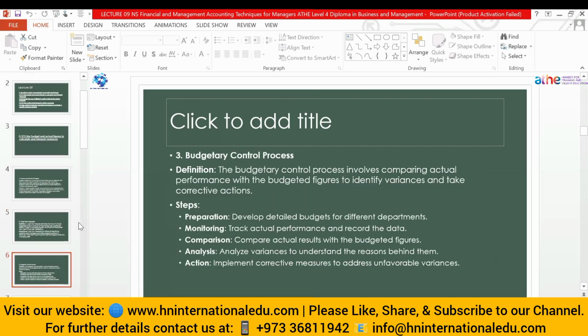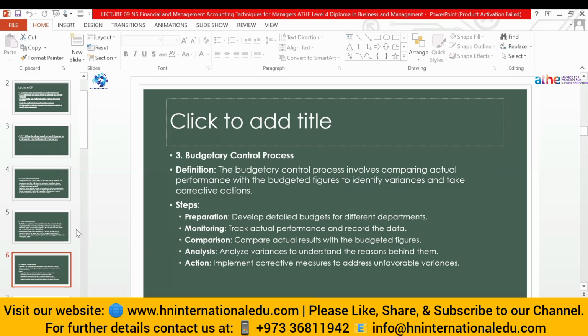Budgetary control process. The budgetary control process involves comparing the actual performance with the budgeted figures to identify the variances and take the corrective actions. That is the one which we have already assumed that this is going to be the perfect figure, and then we will be seeing what we did in reality. For that, the budgetary control process is the part of the budget.